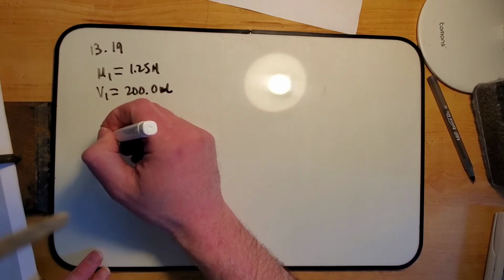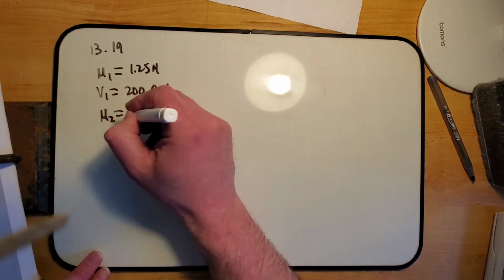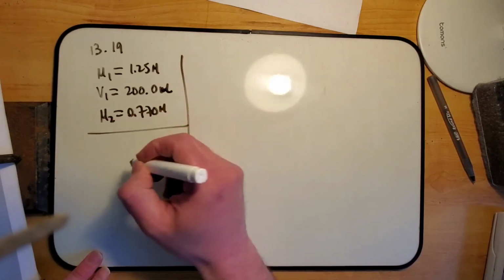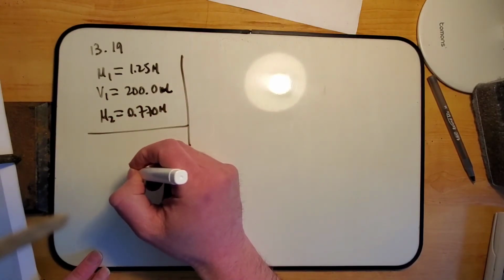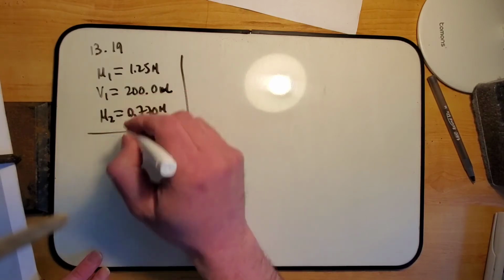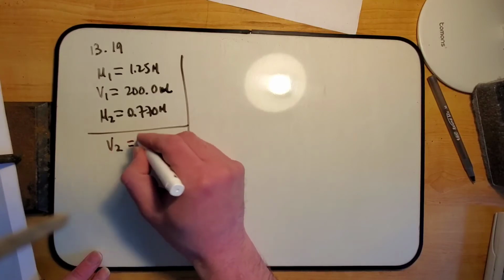But what else is given here? Well, they want you to decrease the original concentration to M2, which will be equal to 0.770 molar. So what they want you to find out is how much volume you need to add to make this solution. So V2 we need to find.